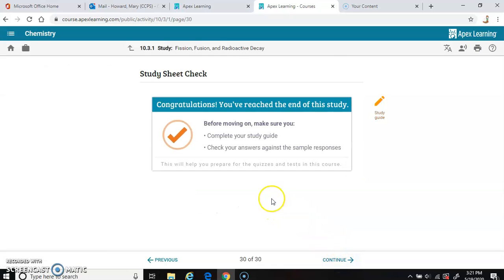Okay, so that covers fission, fusion, and radioactive decay. So, good luck on the quiz, and if you have questions, please ask.